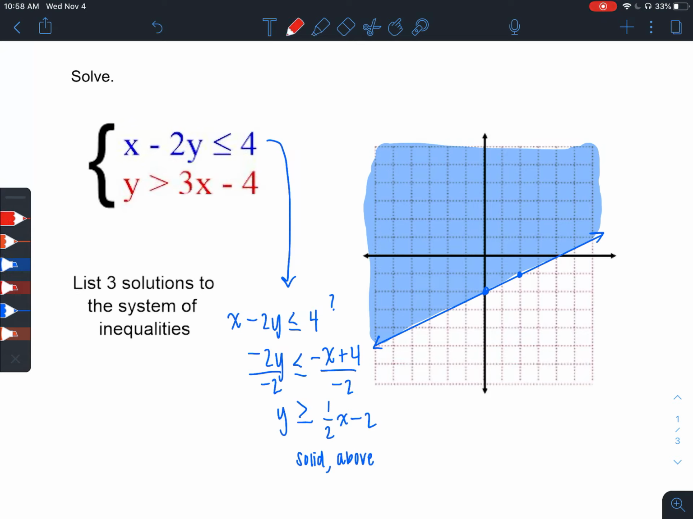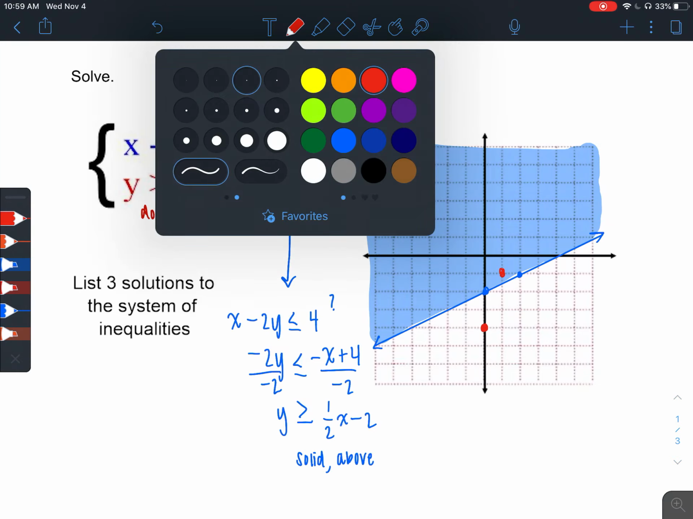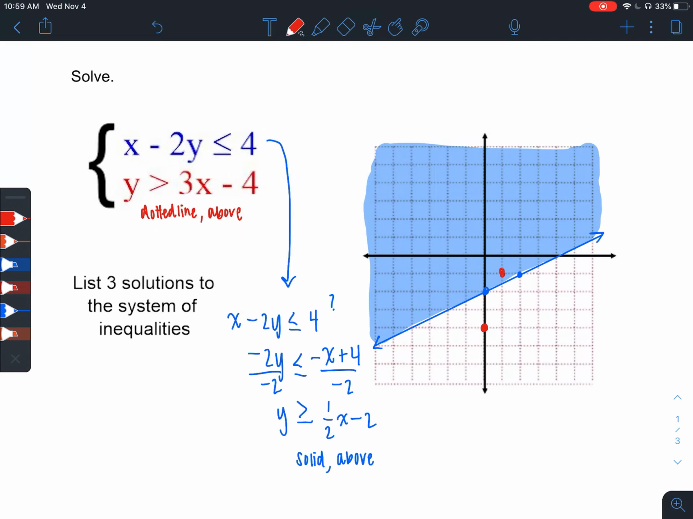Then we're going to graph the red. I'm going to go down 4 on my y-axis and then up 3 over 1. I do have a dotted line, and it's also shaded above because of that greater than symbol. Use a straight edge so that you can make sure your lines are super straight. And we want to shade above.